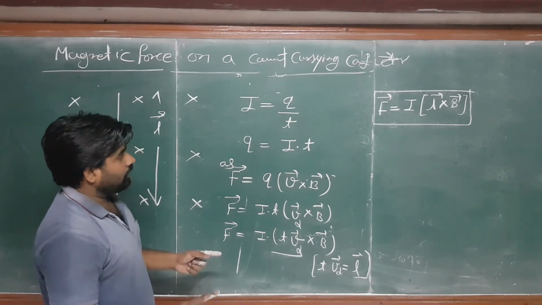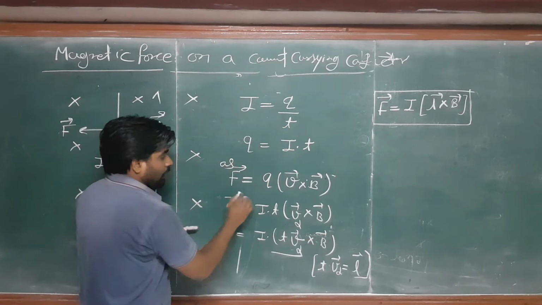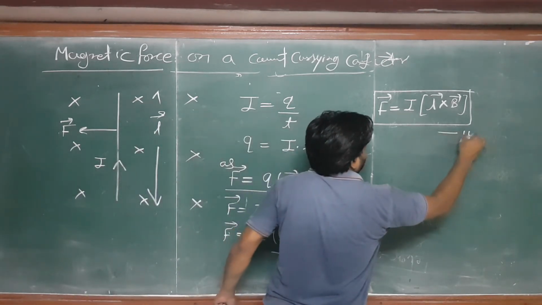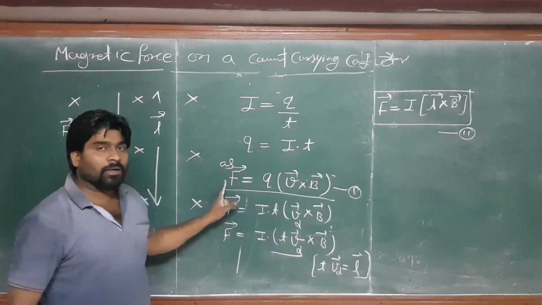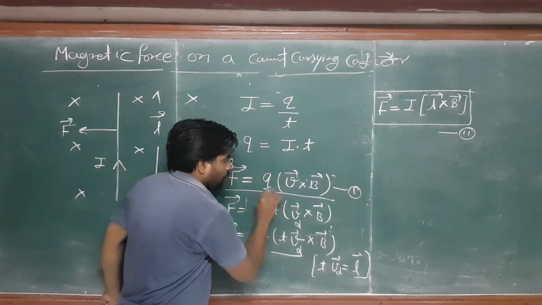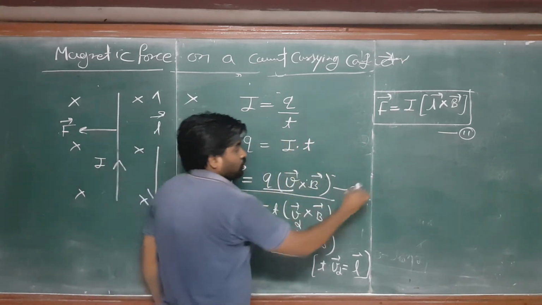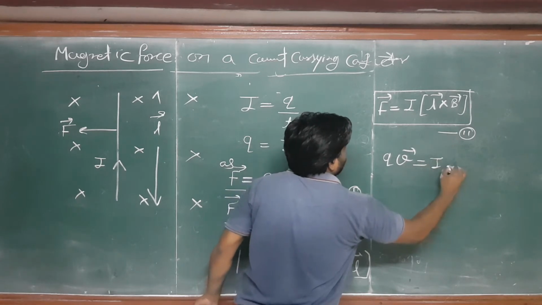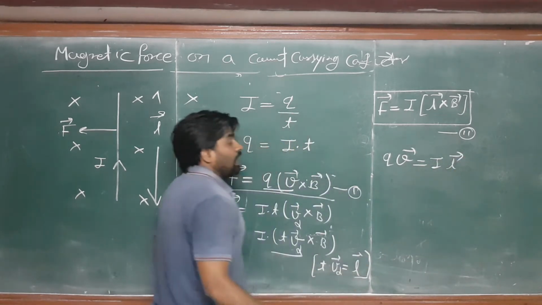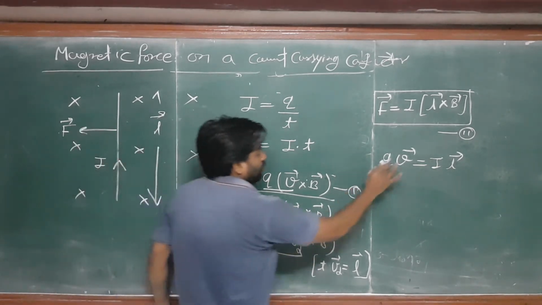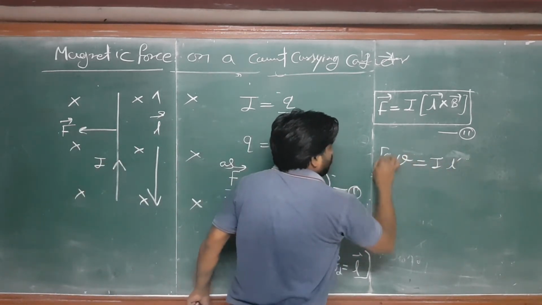Now do one thing here. You can compare these two formulas, formula number 1 and formula number 2. This is the magnetic force here, this is the magnetic field here. So what is the QV and what is the IL? Here the Q vector V is always equal to the I vector L. So I can write IL as QV in the magnitude form because they have the same direction, so I ignore the direction. Here QV is equal to IL.